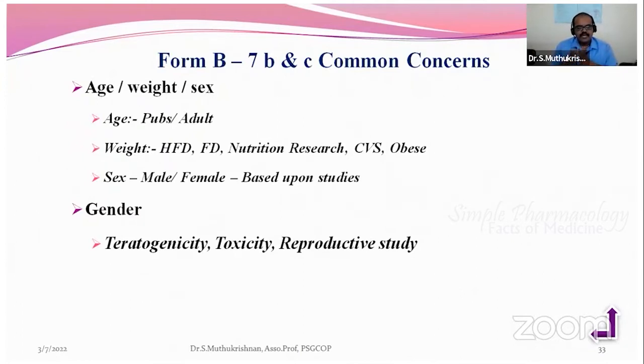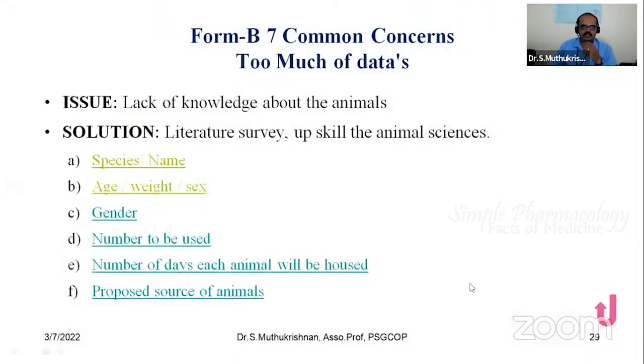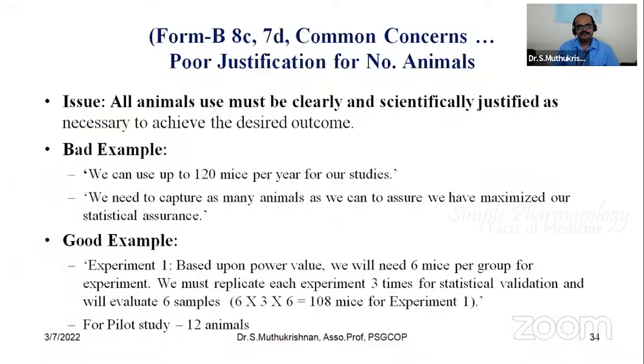So gender also has to be decided based upon your studies. I have mentioned here toxicity studies. Once you go for acute toxicity studies, they are mentioned only for female animals. So based upon the studies, you have to choose the gender and animal sexes. The next one is the number to be used. How many animals do you want?